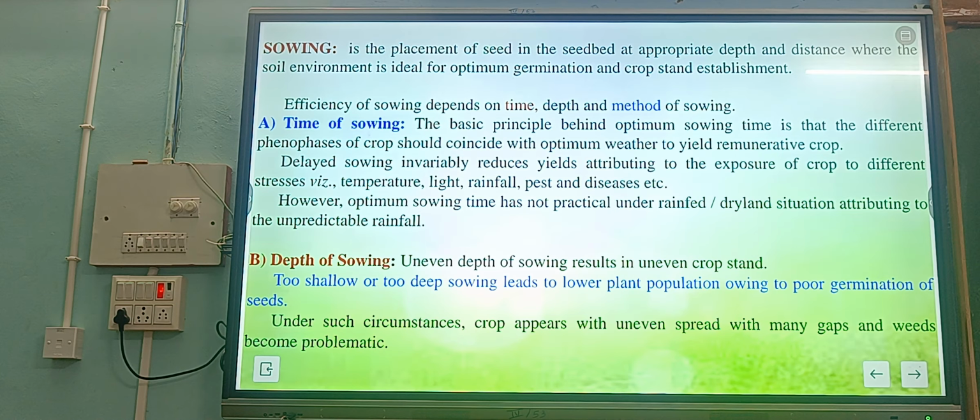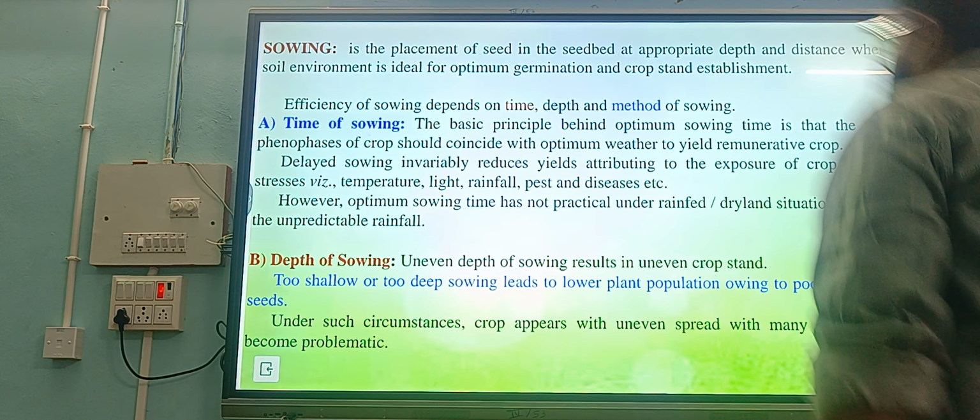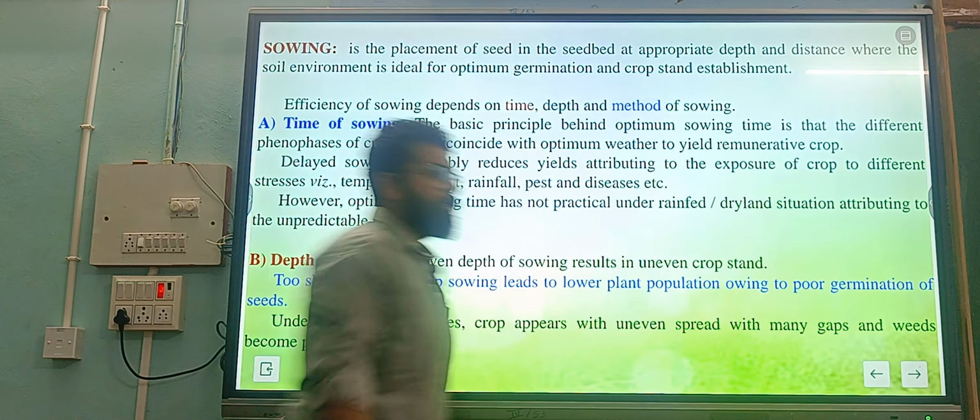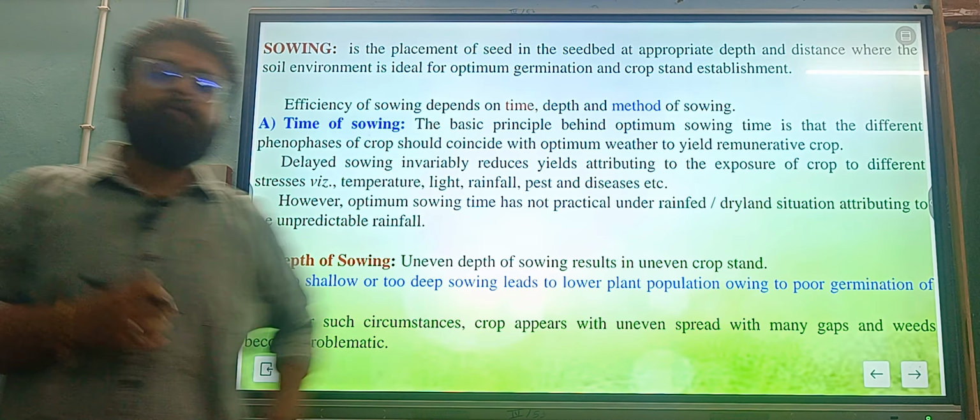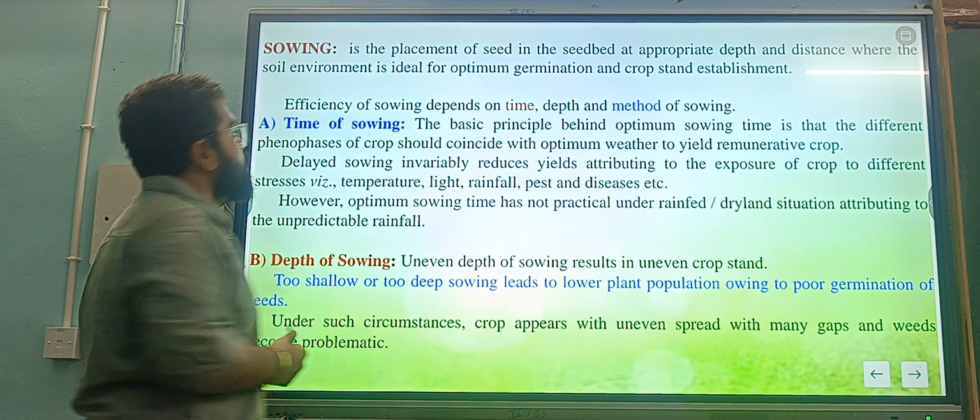However, the optimum sowing time is not practical under rain-fed and dryland conditions. It again depends upon the availability of moisture that decides the sowing time.